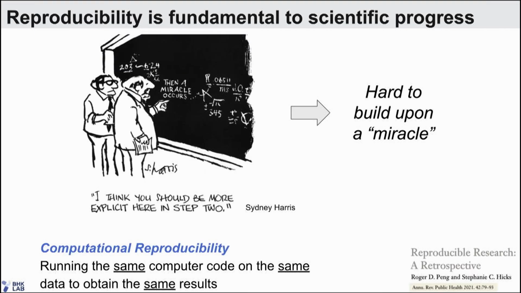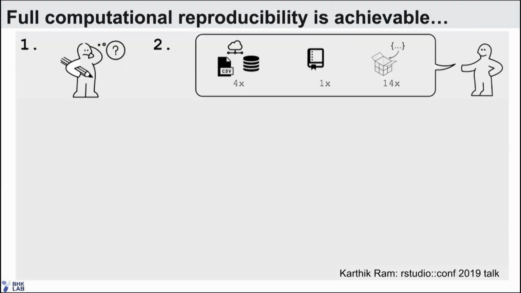And so in the field of computational research, where you basically just have to run the same computer code on the same data to obtain the same results, full reproducibility is definitely achievable. So it sounds very easy, but is it? If I share the data with you, and if I share the details about my code and the software environment, then it should be fairly easy to reproduce a full study.